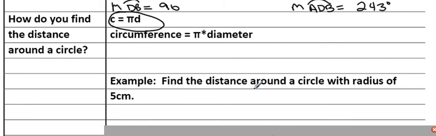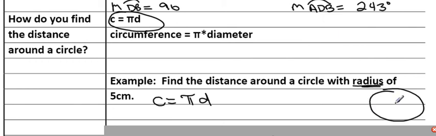So an example would be, find the distance around a circle with a radius of 5 centimeters. Well, they gave us the radius, and our formula says circumference equals pi times diameter. But if you have a circle, the radius is going to be half of the diameter. The diameter is 2 radii. So if the radius is 5, then the diameter from one endpoint of the circle to the other is 10. So the circumference of the circle would be pi times 10.